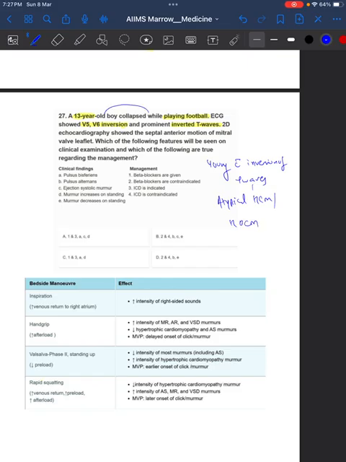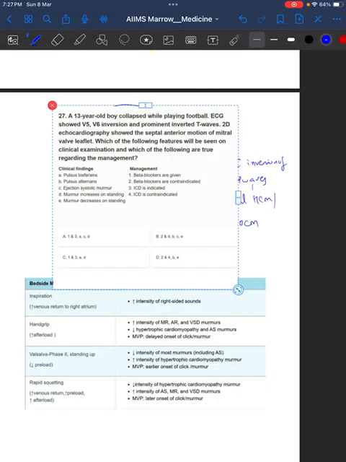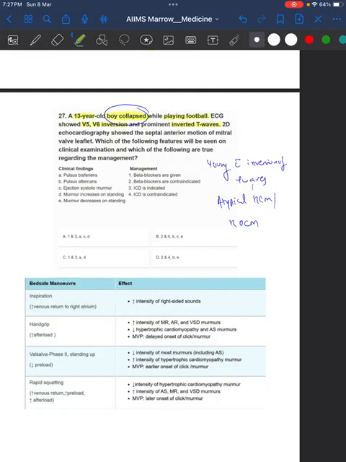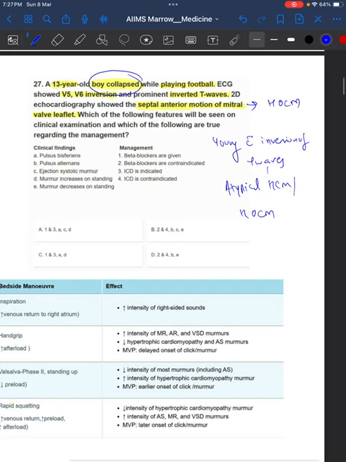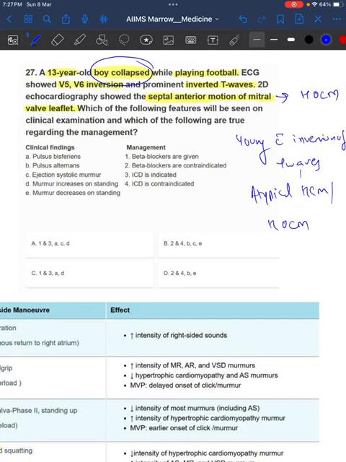And this sudden collapse history is very characteristic of this condition. In young patients, it is very characteristic of HOCM. Then echo is showing systolic anterior motion of the mitral valve. This is again characteristic of HOCM. Now, which of the following features will be seen and what is the management of the patient? So this is very simple. In HOCM, you have to remember beta blockers are the drug of choice, and we have to put an ICD in the patient. You just remember this.